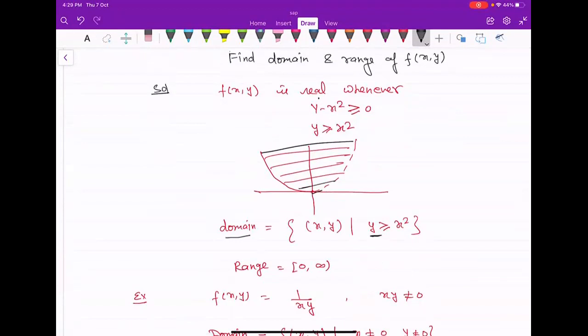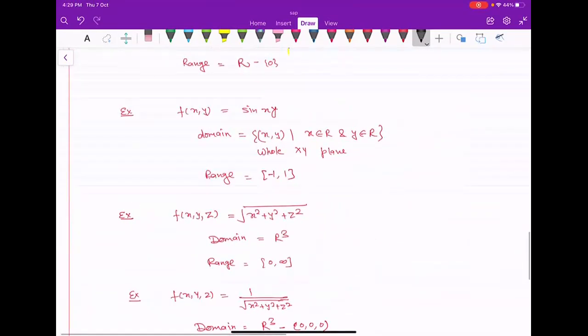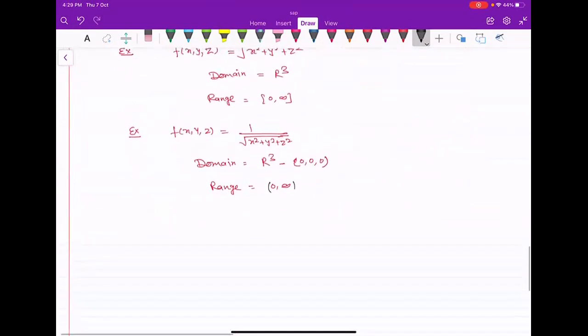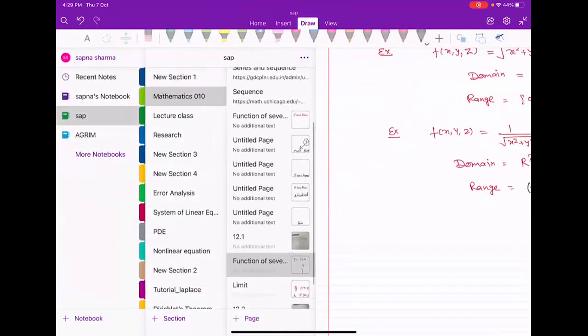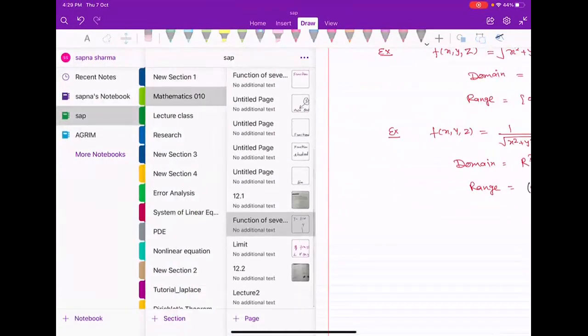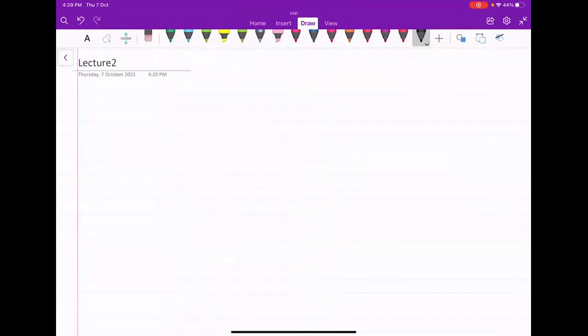For y equal to x square, we are getting 0, and when y is greater than x square, we are getting different values. So this is the case. So we have discussed several examples. I will share examples with you. After that, we discussed limits. So I'm just starting from today's class.